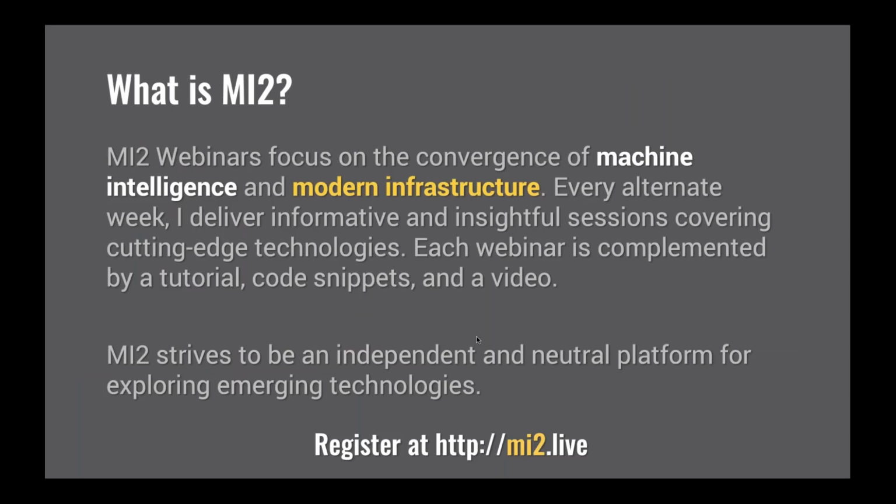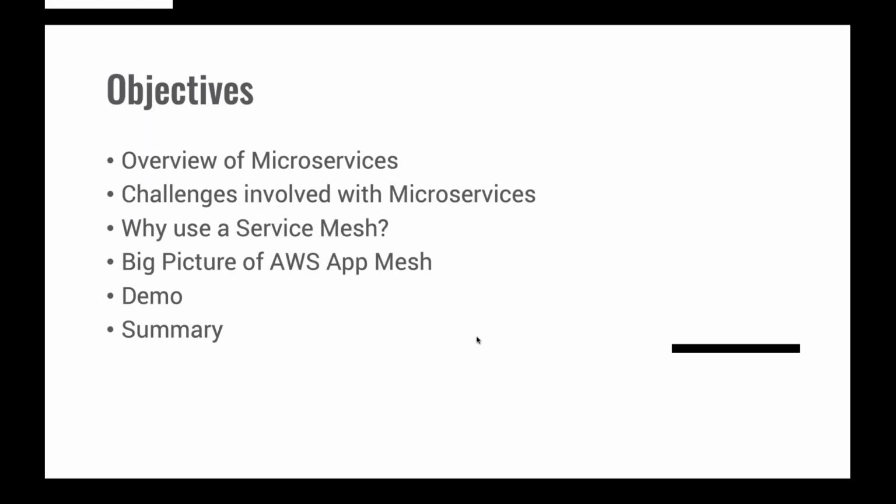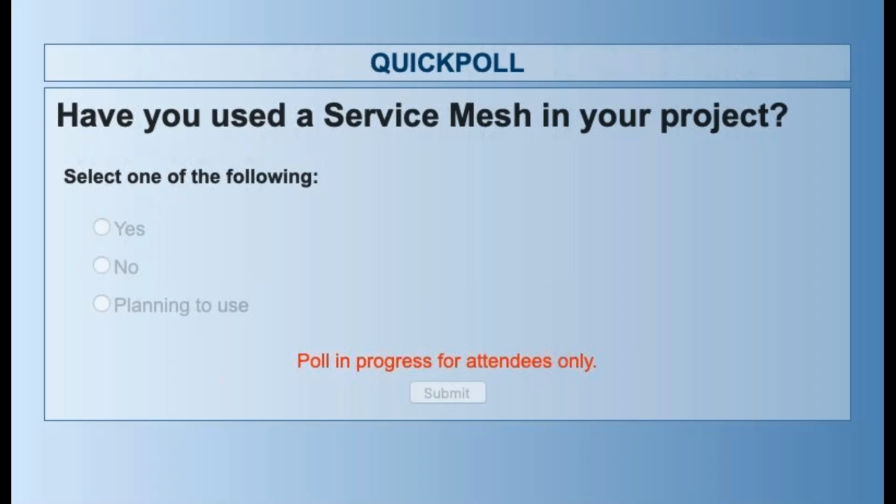And today's session, I'm going to walk you through something which is still emerging, which is called the service mesh. And for the reference architecture, I'm going to take help of a recently announced service from Amazon, which is AWS App Mesh. But before we get started, I want to launch a quick poll to get a sense of how you actually use service mesh or how many of you are familiar with service mesh.